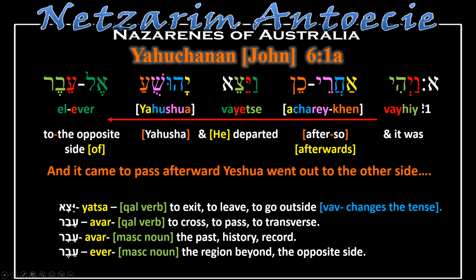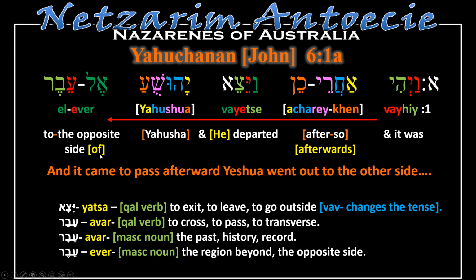So let us read. Vehi, and it was, having the root of haya, to be, but with the prefix it means and it was, acharei, after, came, so. After so. Translate generally as afterwards. So it was afterwards or after so. Vayetze, and he departed. With the prefix, it makes a completed action. Yahushua or Yahusha. El, meaning to. Ever, the opposite side, and I've added of.